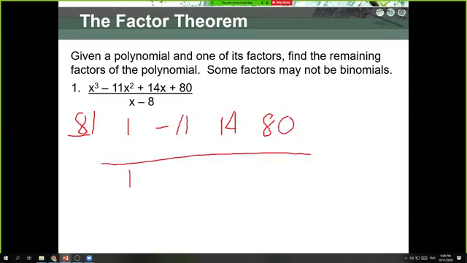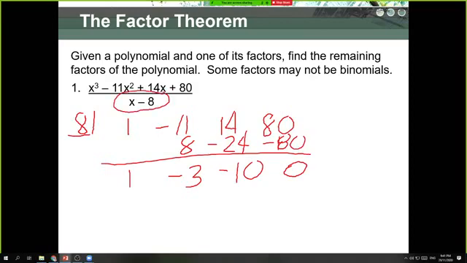And then 1 times 8, that's 8. Negative 11 plus 8, combining them, that's negative 3. And then you're going to have negative 24 there. Combining the 2, you're going to have negative 10. Multiply that, that's negative 80. It's 0. So we now have one factor. The one factor that we have is x minus 8.